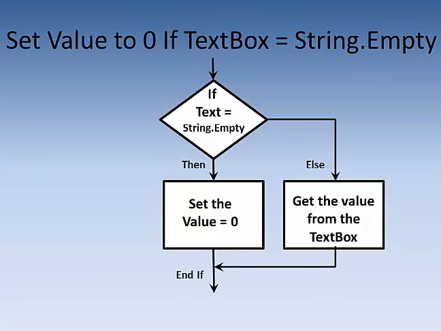This doesn't look too bad. I'll just use an if-then-else on both of the text boxes. If the contents of the text property is equal to string empty, then I'll set the value to a 0. Else, I get the value from the text box. That solves it. Let's see what I can do.